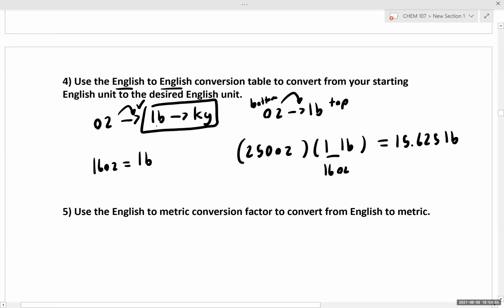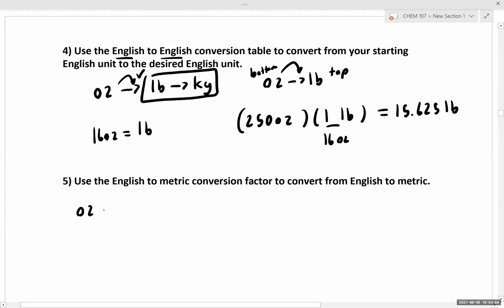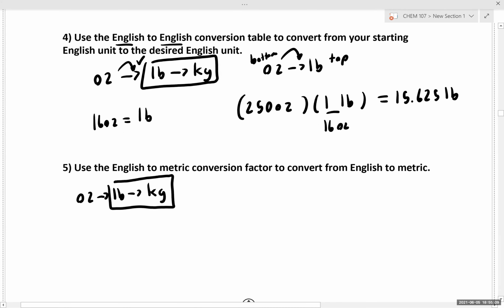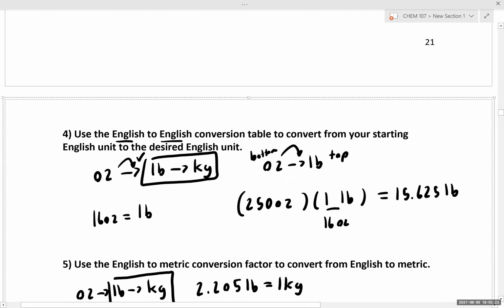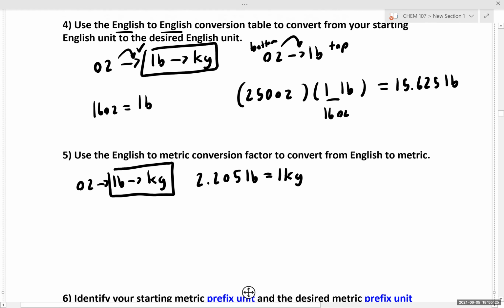Now that we have units of pounds, we can finish off this unit conversion by going from pounds to our desired units of kilograms using our identified English to metric conversion factor. So we know that there are 2.205 pounds in 1 kilogram. We got that from the table. So from here, if we want to go from pounds to kilograms, units of kilograms will be on top, units of pounds will be on bottom.